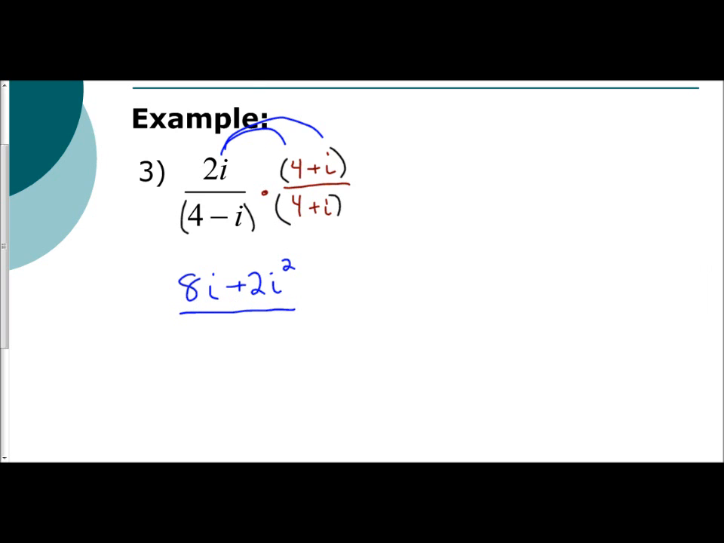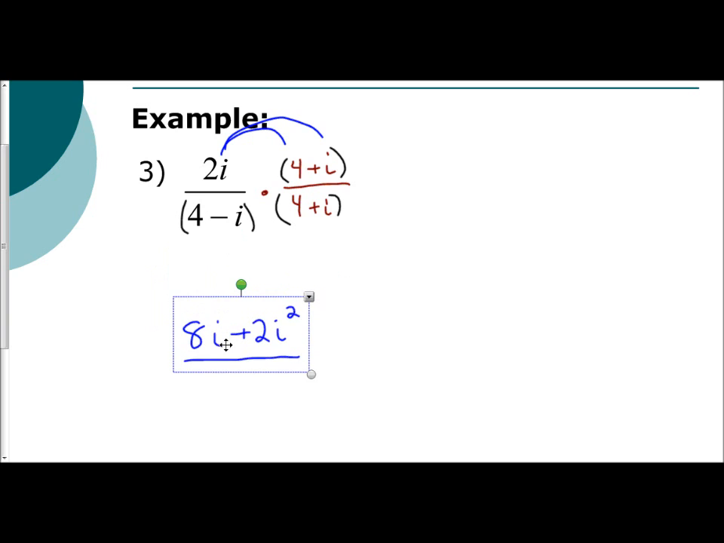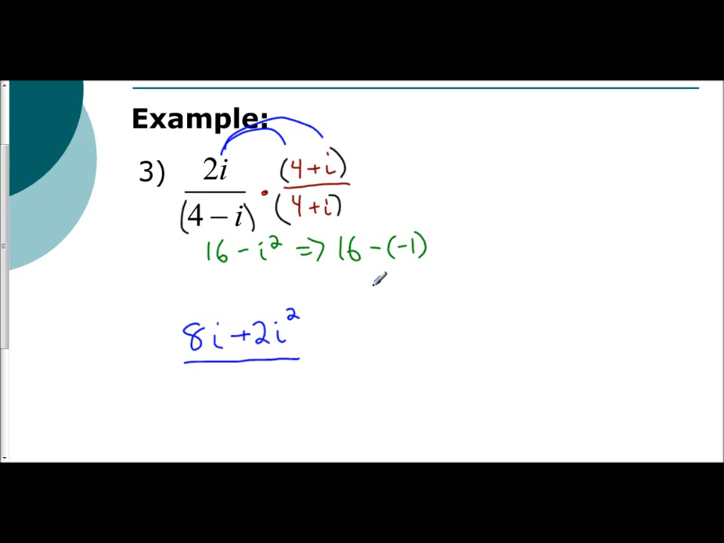On the bottom, again, I'm just going to use the shortcuts. The whole point of multiplying by the conjugate is it eliminates the two middle imaginary terms if you're going to distribute out. So I just worry about the first term. 4 and 4 is 16. And the next term, the negative i and i is negative i squared. So 16 minus i squared. So 16 minus negative 1 is 17.